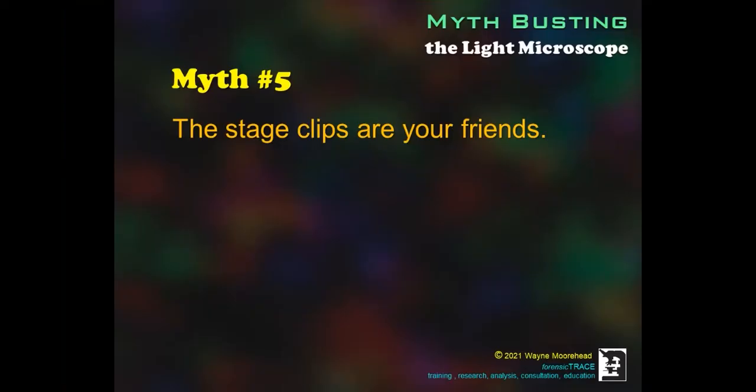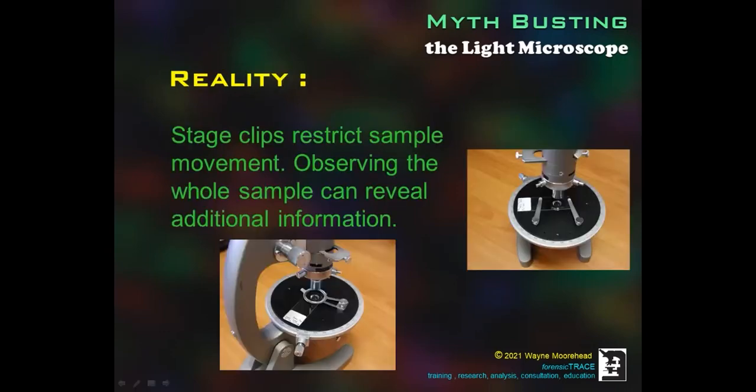Myth number 5. The stage clips are your friend. Stage clips restrict movement of the sample or microscope slide. Here we see 2 different types of stage clips. Often these have been inserted into designed holes in the stage of the microscope to hold the slide or specimen in place. To remove them, you usually pull them straight up or lift them up and away from the stage when there's no slide or sample present. Some may require a tool such as a screwdriver, Allen wrench, hex driver, or other type of tool.